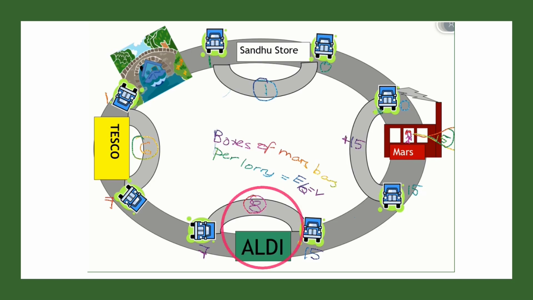And if we look here, we've got 8 boxes delivered to Aldi's. We've got 6 boxes delivered to Tesco. And we've got 1 box delivered to Sandu stores. And what does that add up to? That adds up to 15 boxes of Mars bars. What do you notice about that? Well, that's exactly the number of Mars bars per lorry that every lorry got.